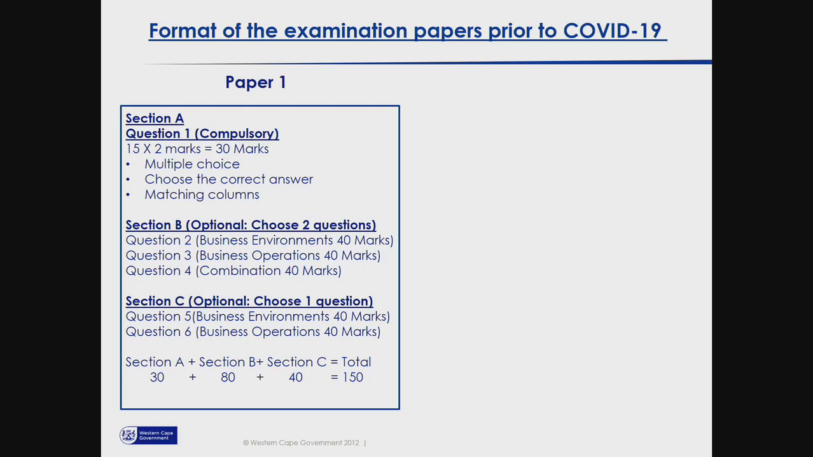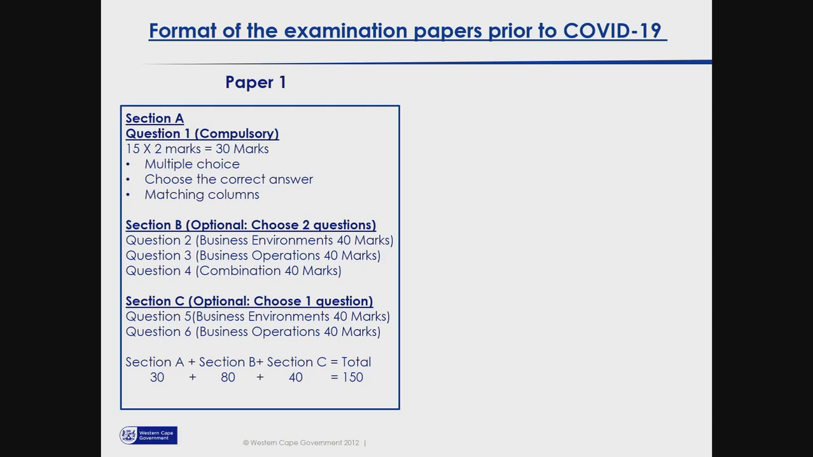If the school does have an option, you need to make sure with your educators if you have the full option to write the full paper 1, then it will look something like this. Section A, which is question 1, is compulsory, which means you have to answer all the questions in section A. You're going to have 15 questions with 2 marks each, giving you a total of 30 marks. That will be made up of 10 marks multiple choice, 10 marks choosing the correct answer, and 10 marks matching the columns.